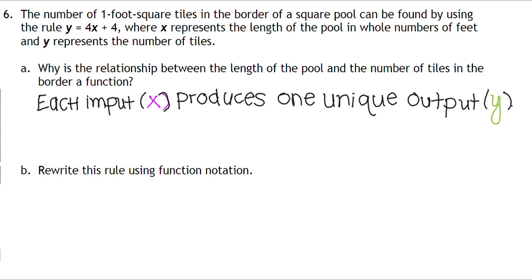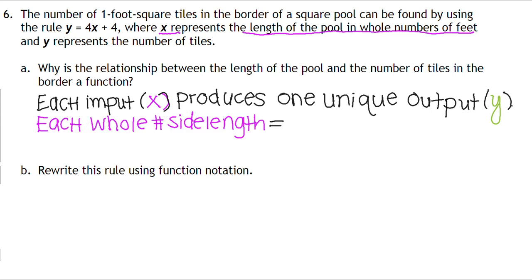And then if we go back to the situation, just to be a little bit more explicit and a little bit more exact, saying each input x, we need to identify what x was. And they told us up here that x represents the length of the pool in whole numbers of feet. So we could say each whole number side length is equal to, and then we're going to look at our y, and they said y represents the number of tiles. And remember, it's important to note that it's exactly one possible number of tiles. I'm going to add those two words in, exactly one. And then I'll just define y, which was possible number of tiles.